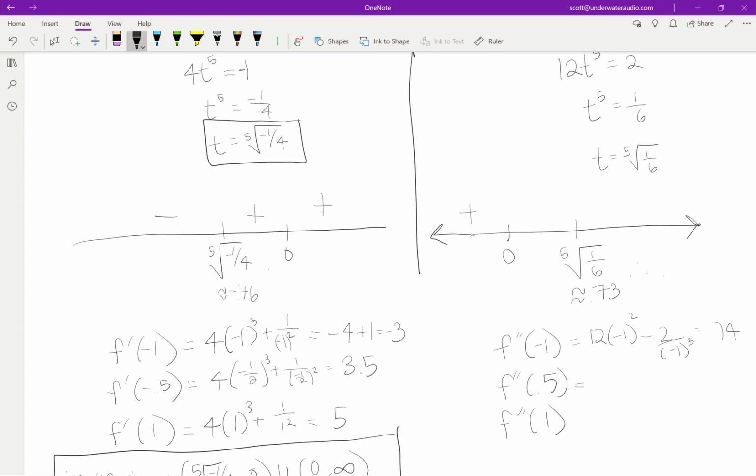And then for 0.5, I'm just going to have to put that into a calculator. If I plug in 0.5, I get negative 13. And plugging in 1, 12 times 1 squared minus 2 over 1 cubed. I'm going to bet that's 10. Yeah, 12 minus 2 is 10. So I get something positive.